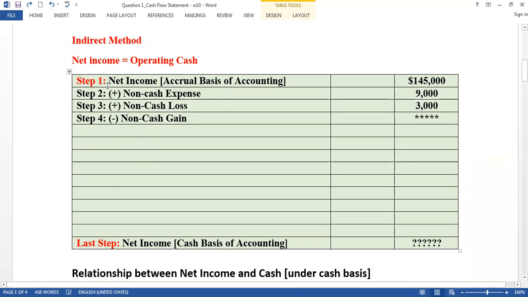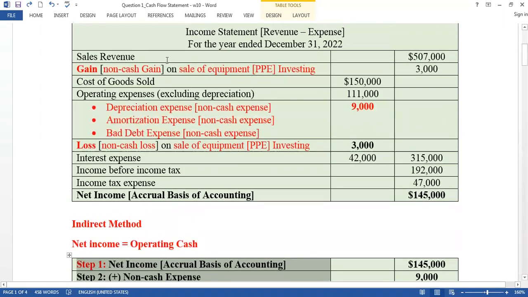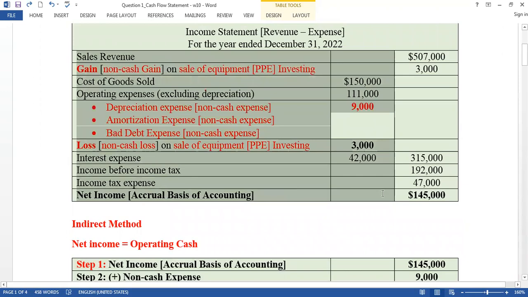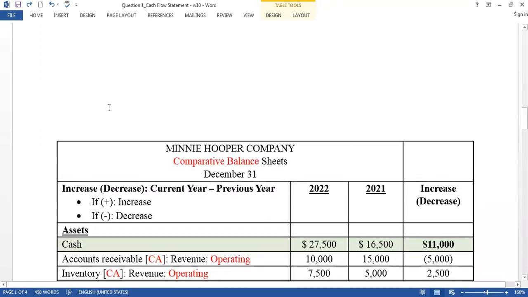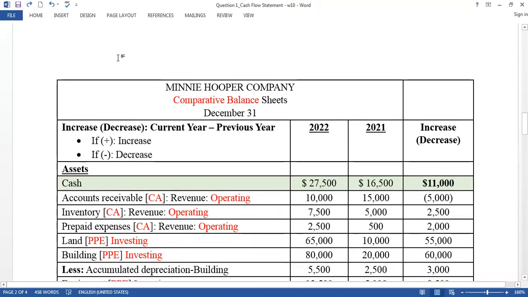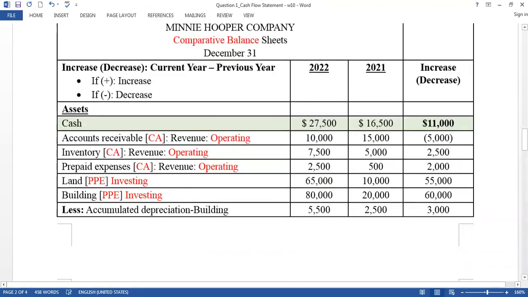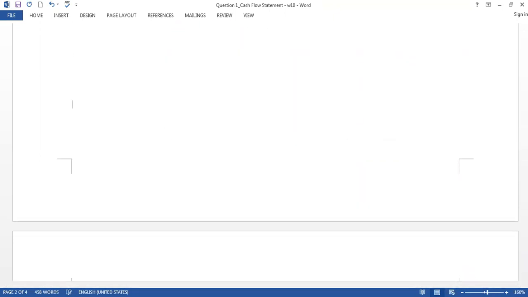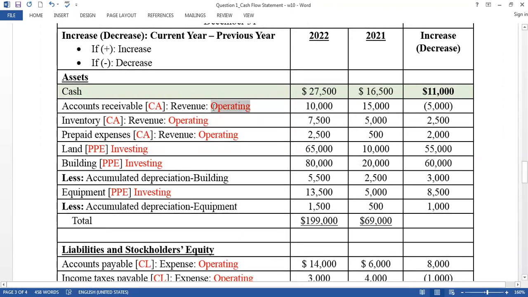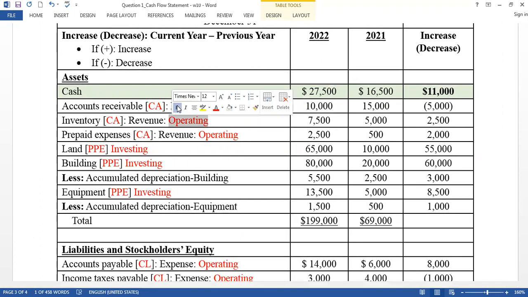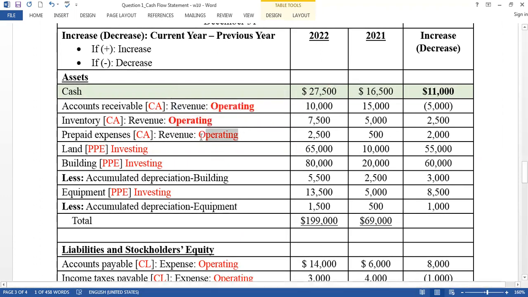Now I told you that this part came from the income statement. Now look at the balance sheet. We have some other accounts related to the balance sheet, but operating. Look, this is operating: accounts receivable, inventory, prepaid expense, right?